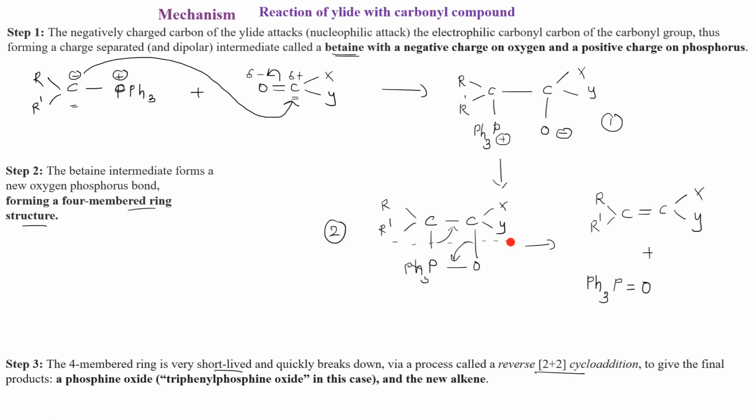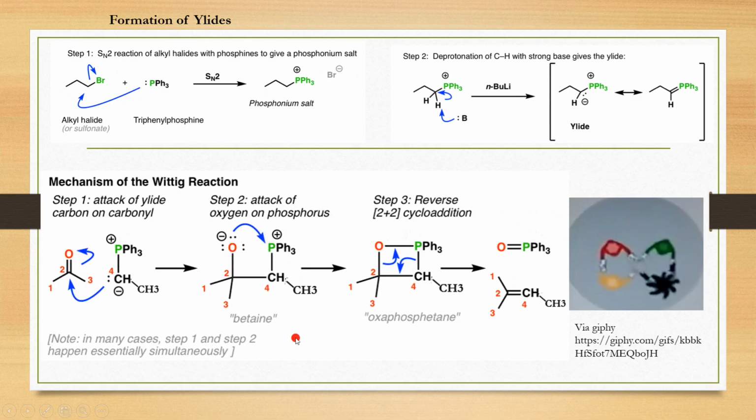Fine. So now you got a new alkene. This is your new alkene. This is how the reaction takes place. So this is a mechanism. In short, this is a reverse cycloaddition that is taking place, how the bonds break and new bonds are formed. So this part is the alkene part and this part is the oxide part.